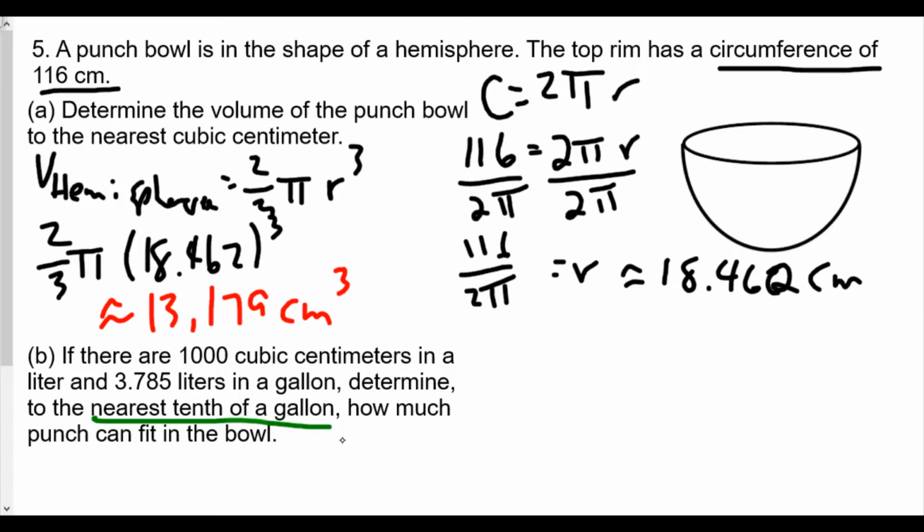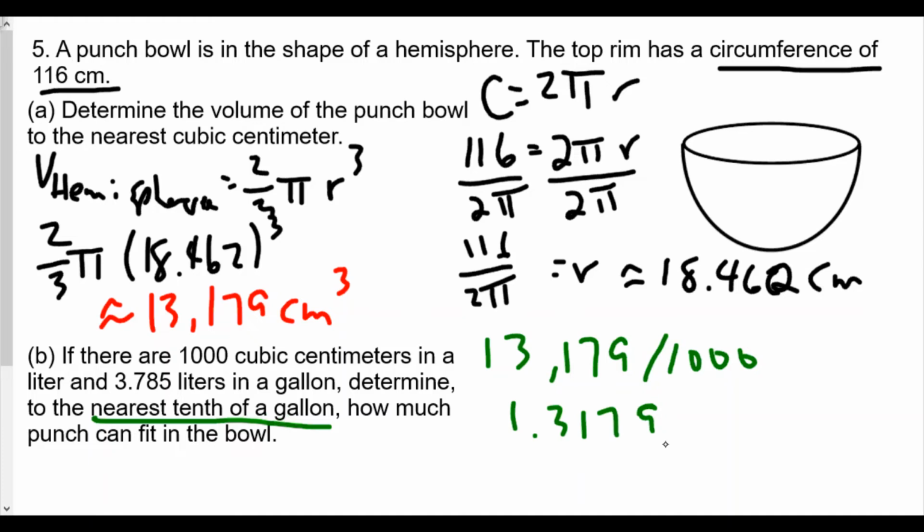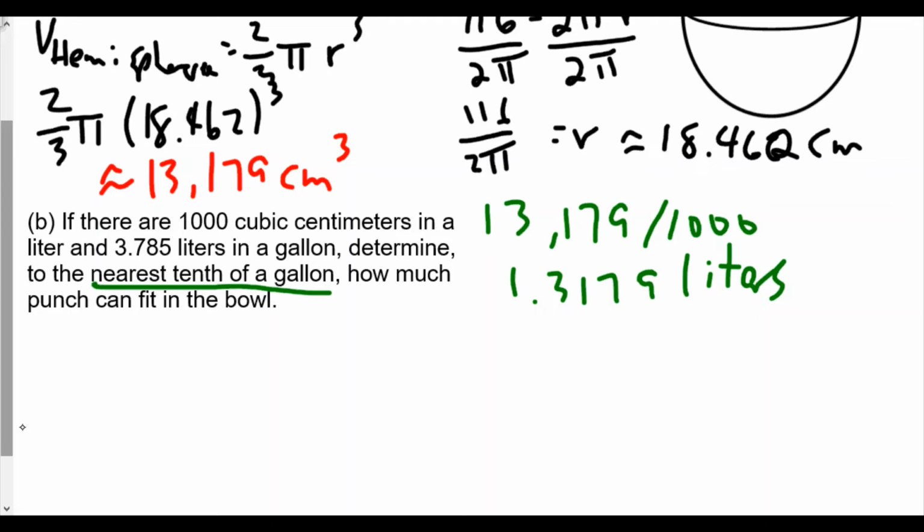So we can take our 13,179 divided by 1,000 will be, in this case, 1.3179. And this will be, in this case, liters. Okay, moves down a little bit. And so once we have this, and there are 3.785 liters in a gallon, now we've got to take this 1.3179 and divide by 3.785.